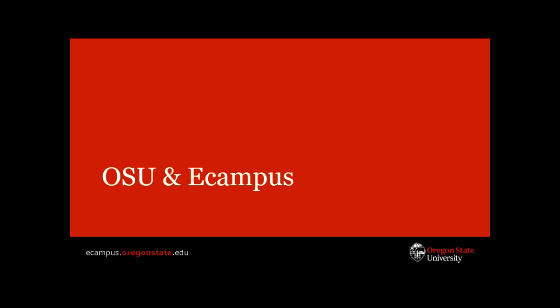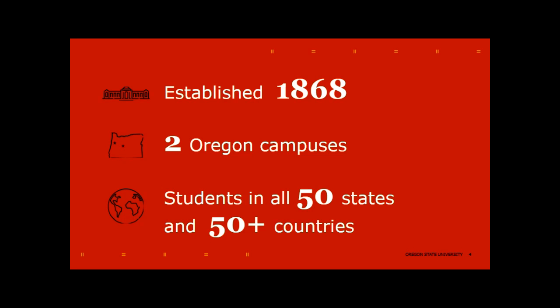Before we get into the meat of our presentation, we want to give you a bit of history and information about Oregon State and eCampus. Oregon State recently celebrated its 150th anniversary. We were very proud about that. We have 2 campuses in the state, our main campus in Corvallis and the Cascades campus, which is right here in Bend. We serve students across the nation and across the globe.